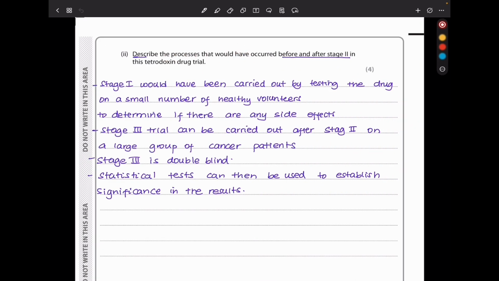Describe the process that would have occurred before and after stage 2 in this tetrodotoxin drug trial. They could have done the pre-trials, then the stage 1, and after stage 2 they do a stage 3. So I said stage 1 would have been carried out by testing the drugs on a small number of healthy volunteers to determine if there is any side effects. And after stage 2, then stage 3 trial can be carried out on a large group of cancer patients. Stage 3 is going to be double-blind, and then statistical tests can be carried out to establish if the results are significant.